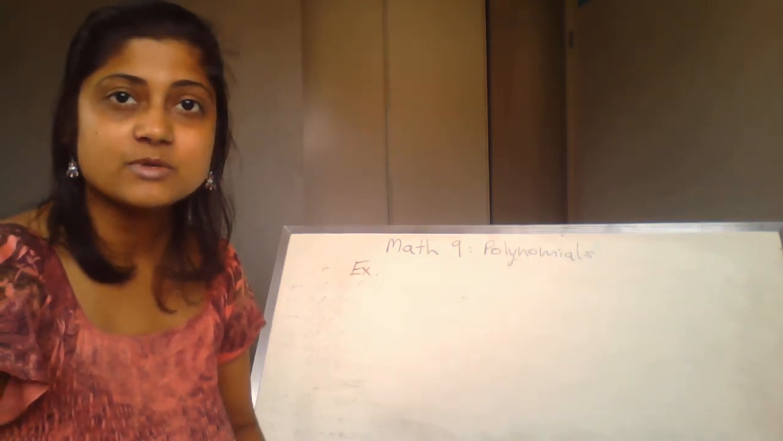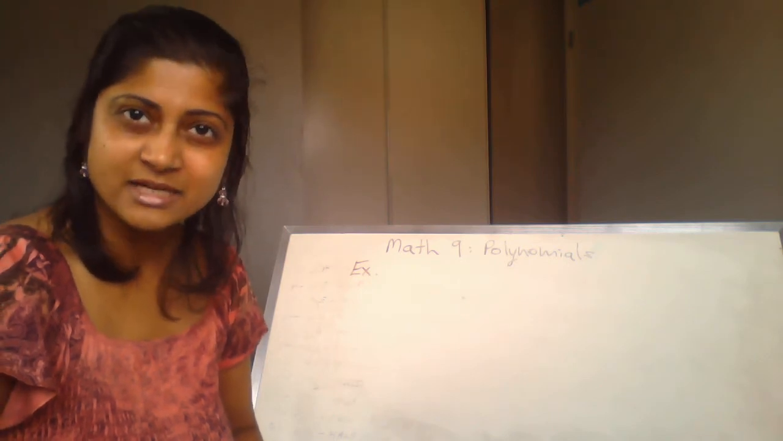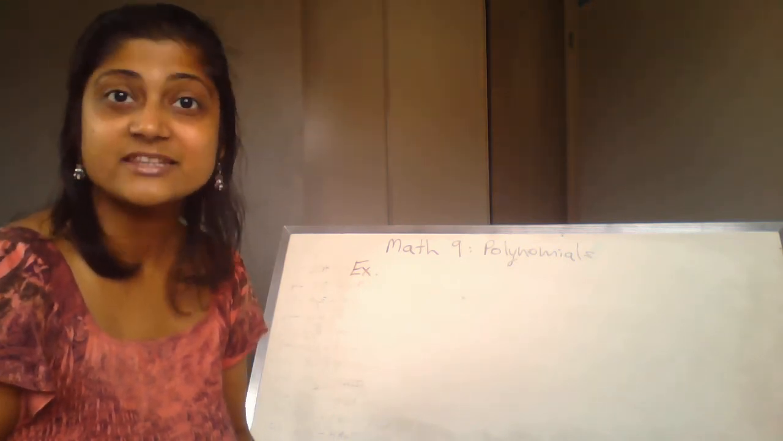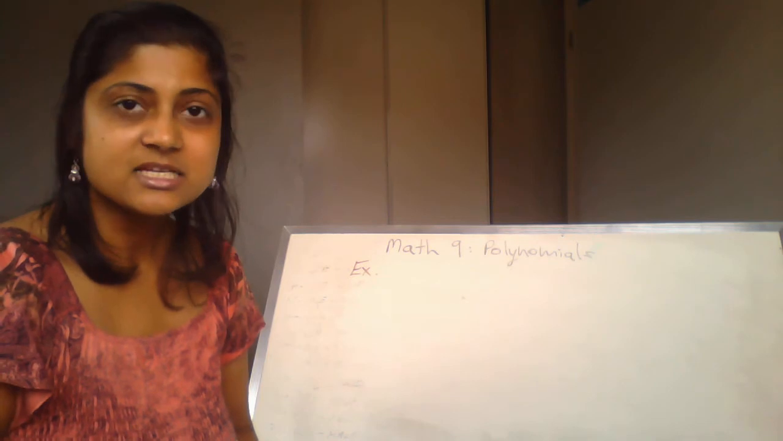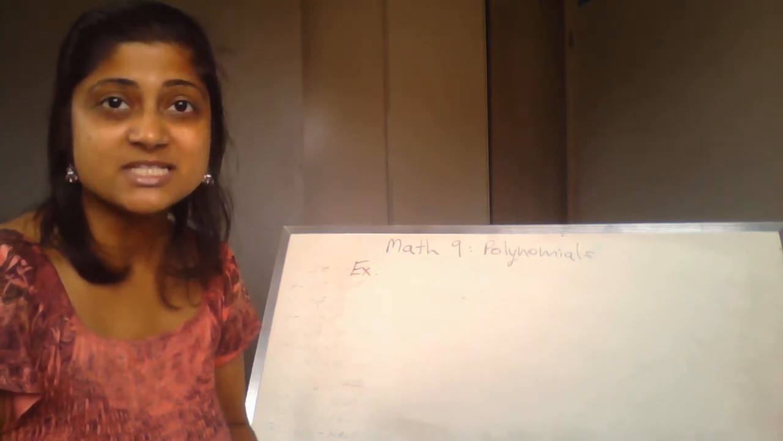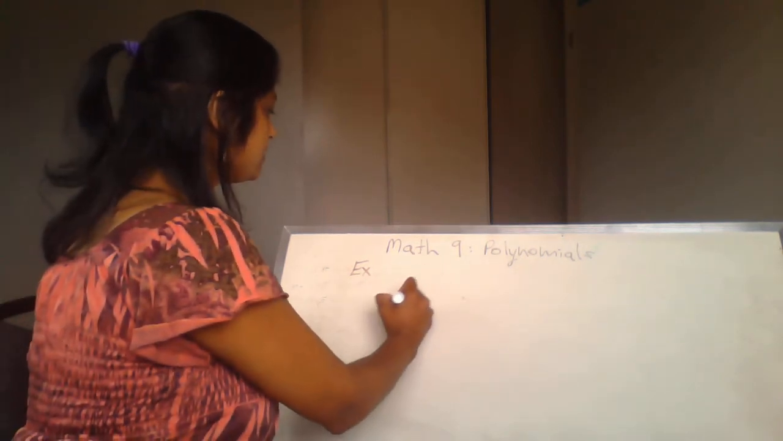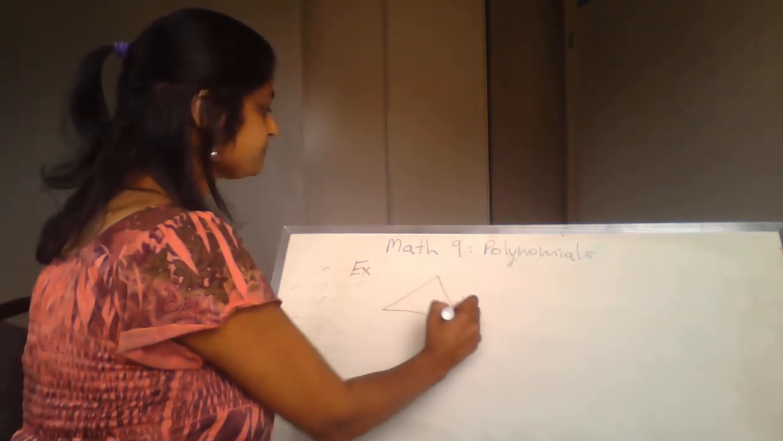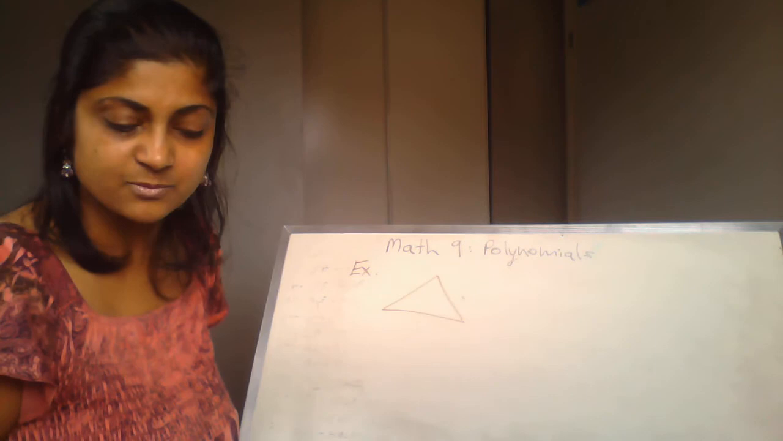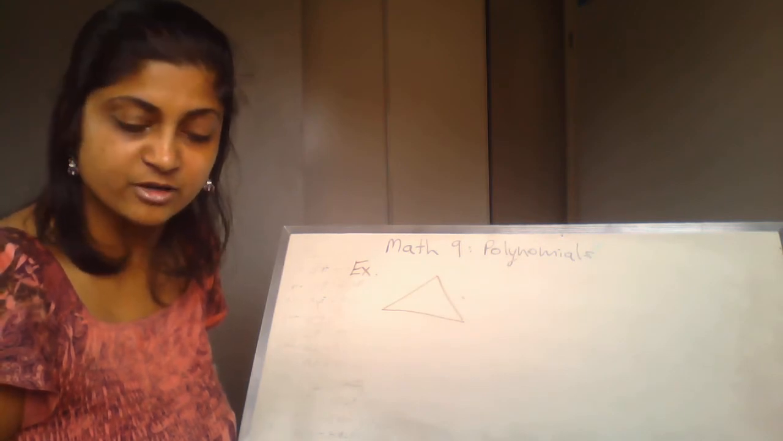If you're able to actually explain how you got the answer to one of your friends and they understand what you're saying, that's actually how you know that you have the concepts down. Okay, so let's try this question here. They give you a triangle. It says find a simplified expression for the perimeter of the triangle.